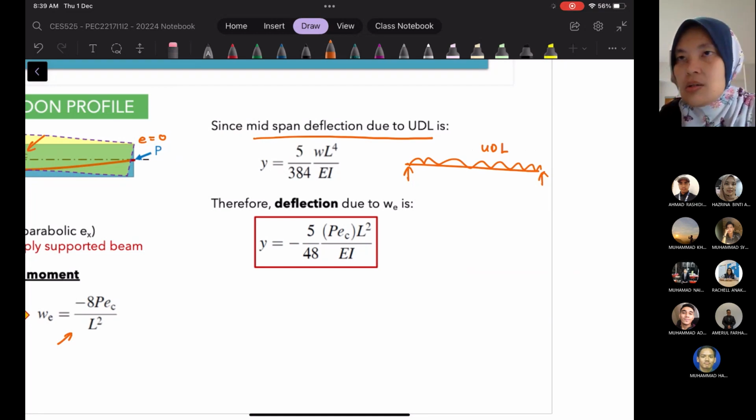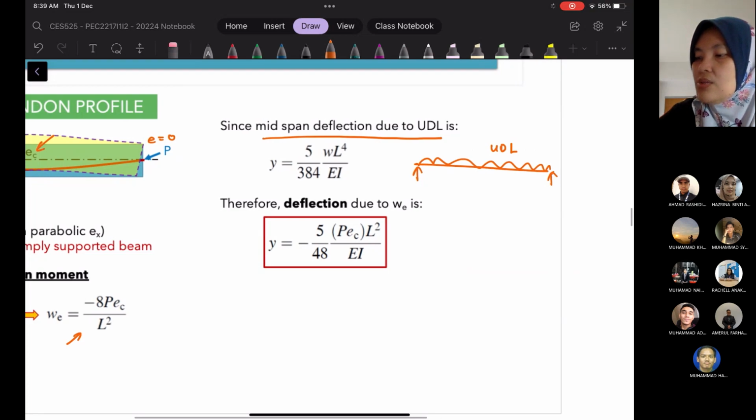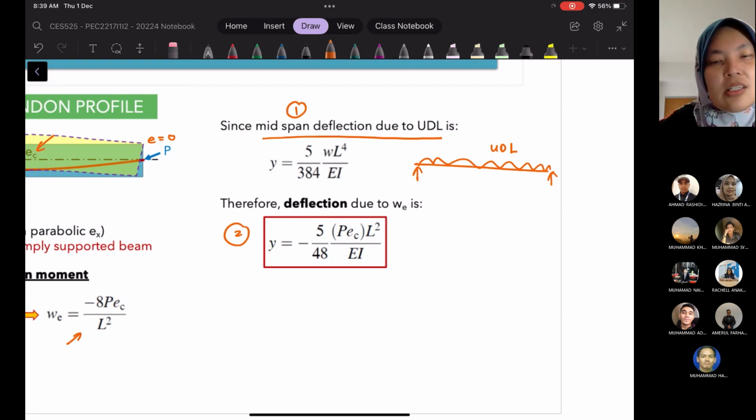However, if we consider service, then it is going to have the service loads and the self weight of the beam itself as well. Therefore, the deflection that is due to WE, so this one is due to UDL. And this is another one, which is the deflection that is due to the pre-stress force, so we have negative 5/48 multiplied with PEC times L square over EI.